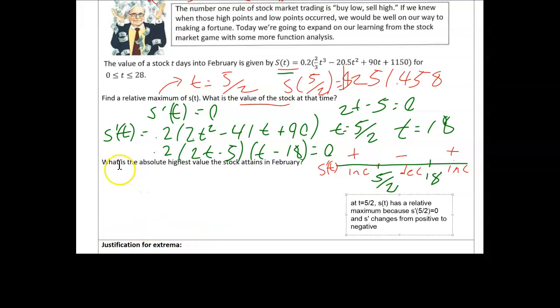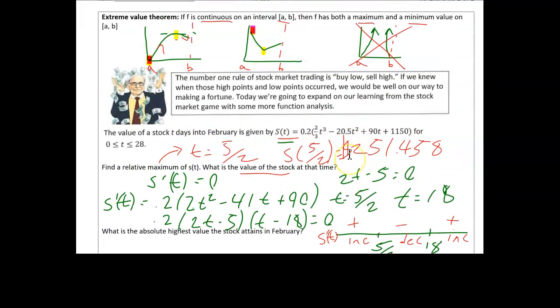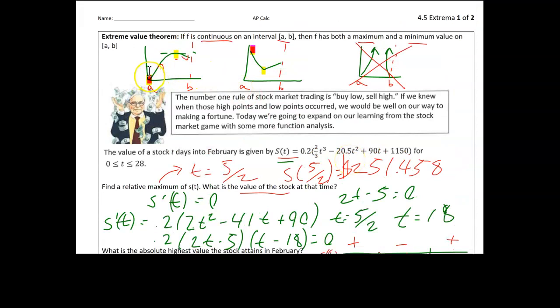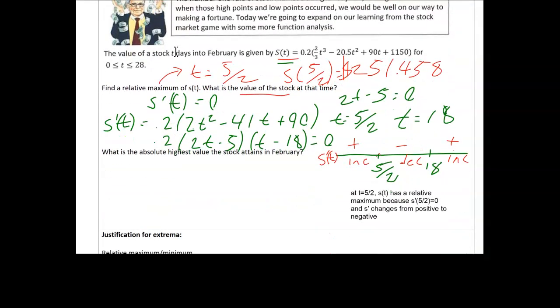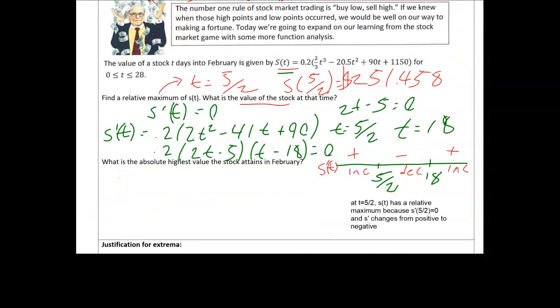Now the question is, what is the absolute highest value the stock attains in February? Now this is a little bit tricky, right? Because we found a maximum, but is it the absolute maximum, the highest of all of them? To tackle this, we're going to go back to this idea here. So remember when I drew my little sketches up here? A maximum or a minimum could be at the endpoints, or at a spot where the derivative is equal to 0. So let's take a look at the graph of S here.